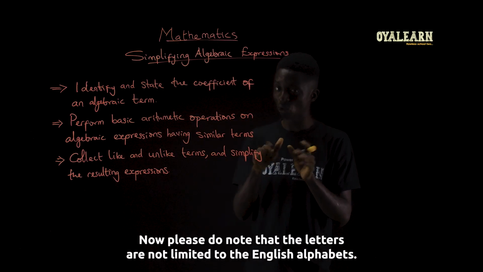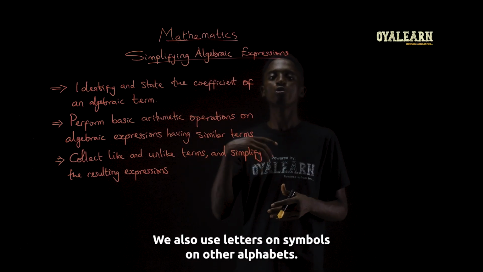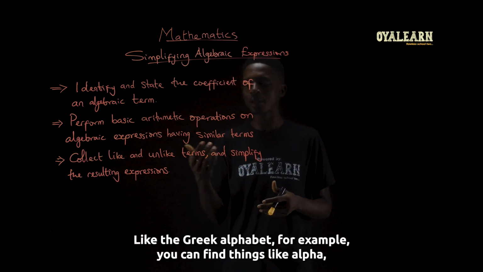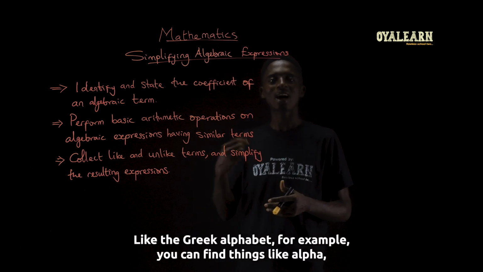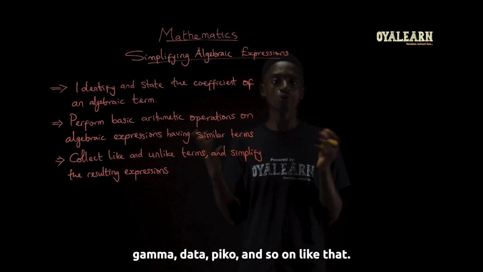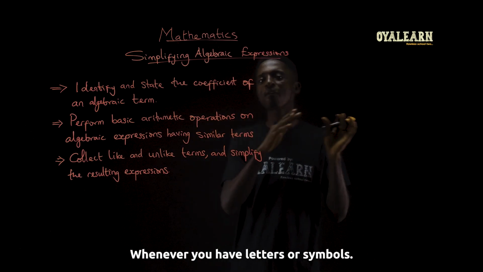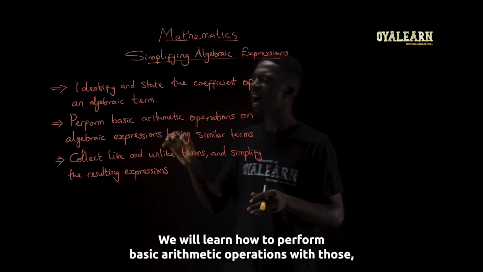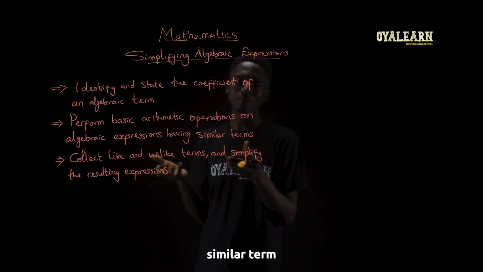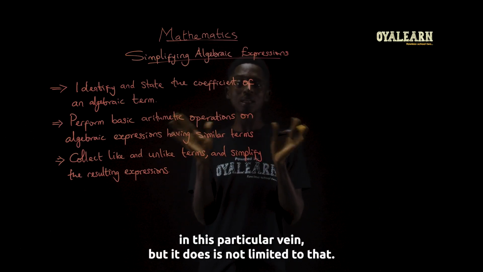Please do know that the letters are not limited to the English alphabet. We also use letters and symbols from other alphabets, like the Greek alphabet, for example. You could find things like alpha, gamma, theta, pi, and so on. So many of them. Whenever you have letters or symbols, we'll learn how to perform basic arithmetic operations with those similar terms. They have to be similar in this particular case, but it's not limited to that.